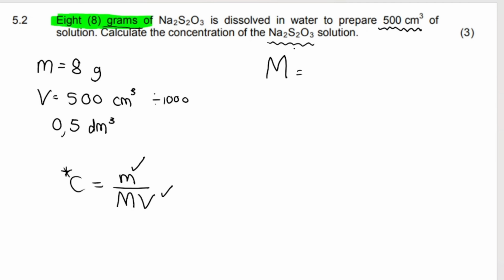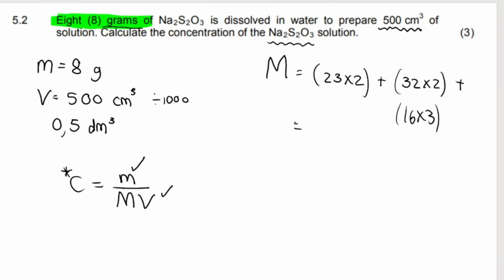But you use your periodic table, you use your atomic mass numbers, which is the big numbers. So sodium, for example, is 23. You multiply 23 by 2 because there's 2 sodium atoms within this compound. Plus, sulfur is 32. We multiply that by 2 because there's 2 sulfur atoms. Oxygen is 16. We multiply it by 3. Working that out, we get 158 grams per mole. This compound is called sodium thiosulfate, just by the way.